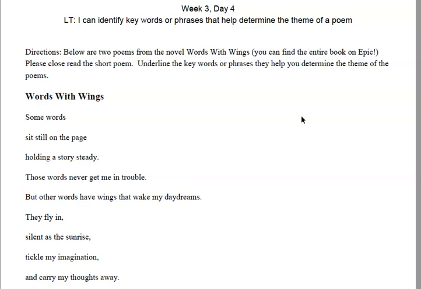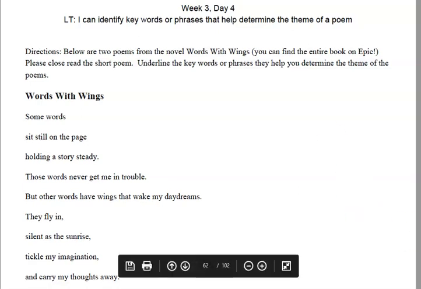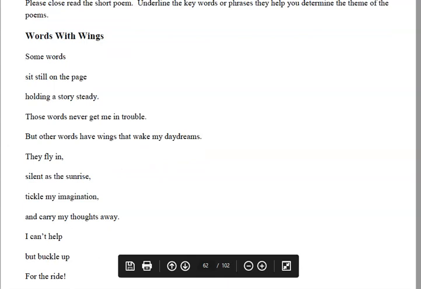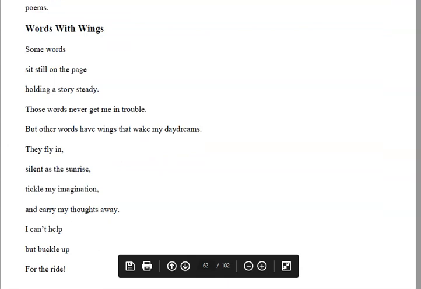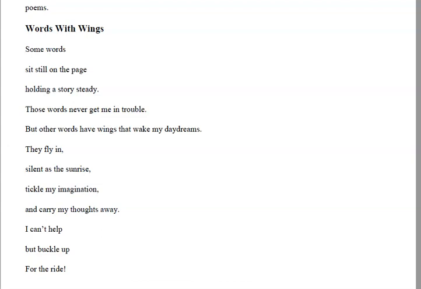Please close read the short poem. Underline keywords or phrases that may help you determine the theme of the poems. And you're going to do some comparing. So, Words with Wings. This poem should stick out to you because it's the namesake of the novel. So this is a very important one.